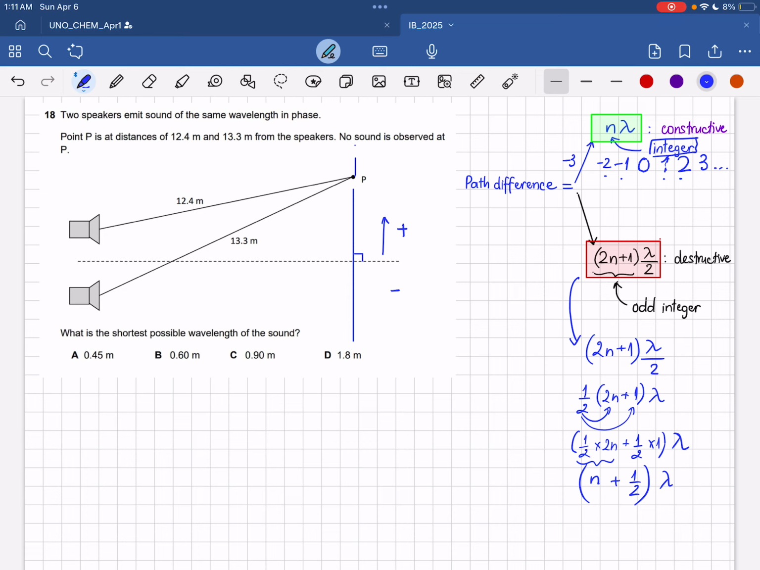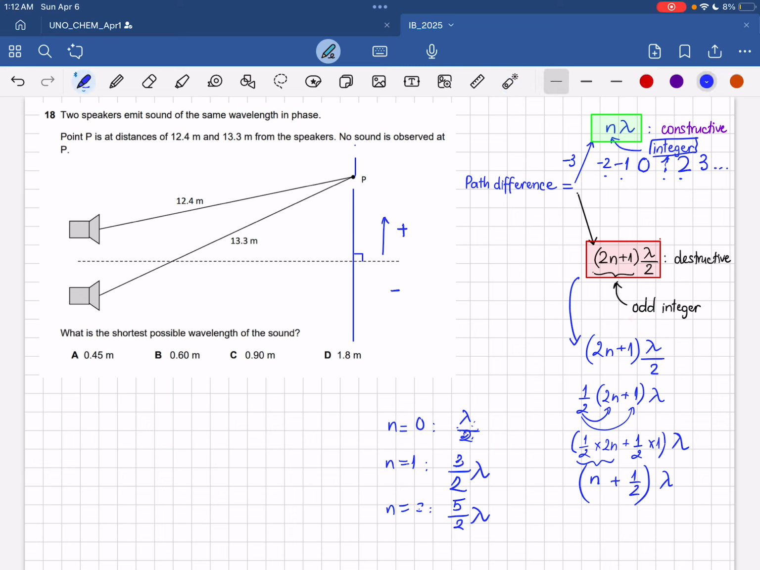So when n equals 0, the path difference is 1/2 of a lambda. When n equals 1, it is 3/2 of a lambda. When n equals 2, it is 5/2 of a lambda. So it's always half an odd integer of a lambda, or you can say an odd integer times half of the lambda. If you use this form, you have to remember that it should be an odd integer.